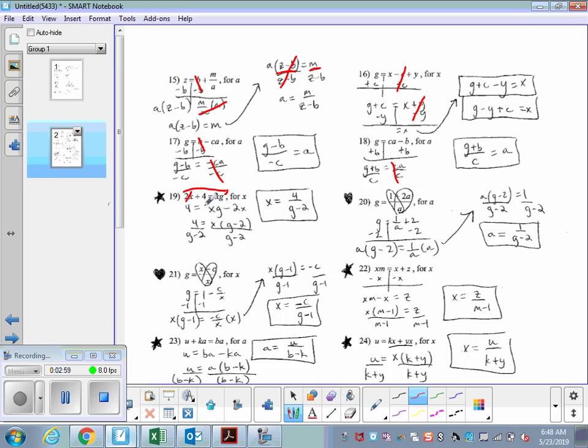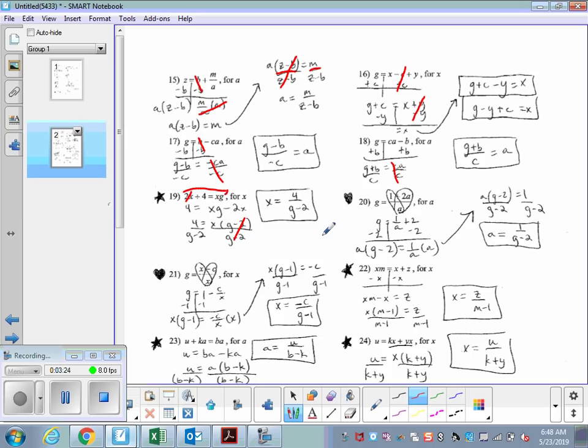So now I have an x in both of these terms, which means I can factor out the x. So if you distribute, x times g would be the xg, and x times negative 2 would be the negative 2x. So right here we factored out the x. So now we've got x times g minus 2. So now I can just divide both sides by the g minus 2, and now x is all by itself. So x here equals 4 over g minus 2.